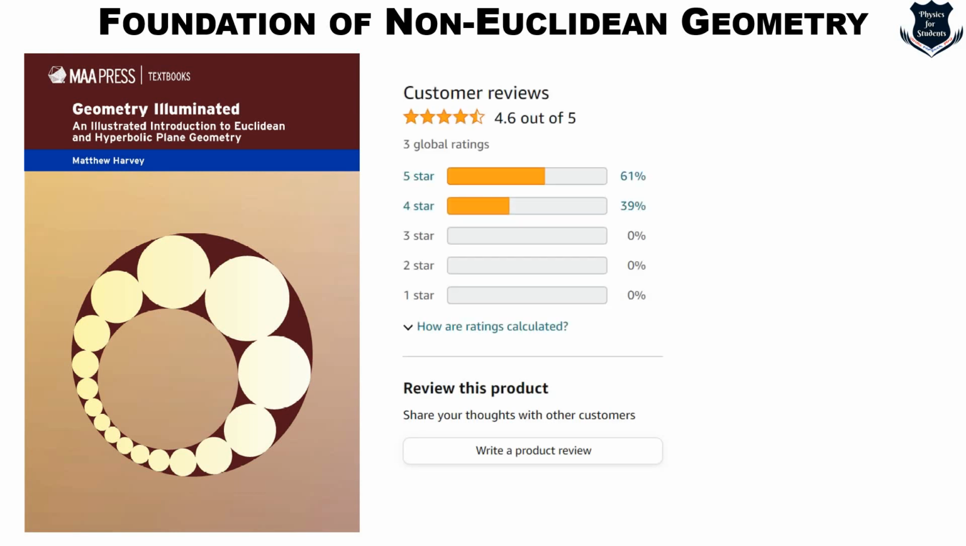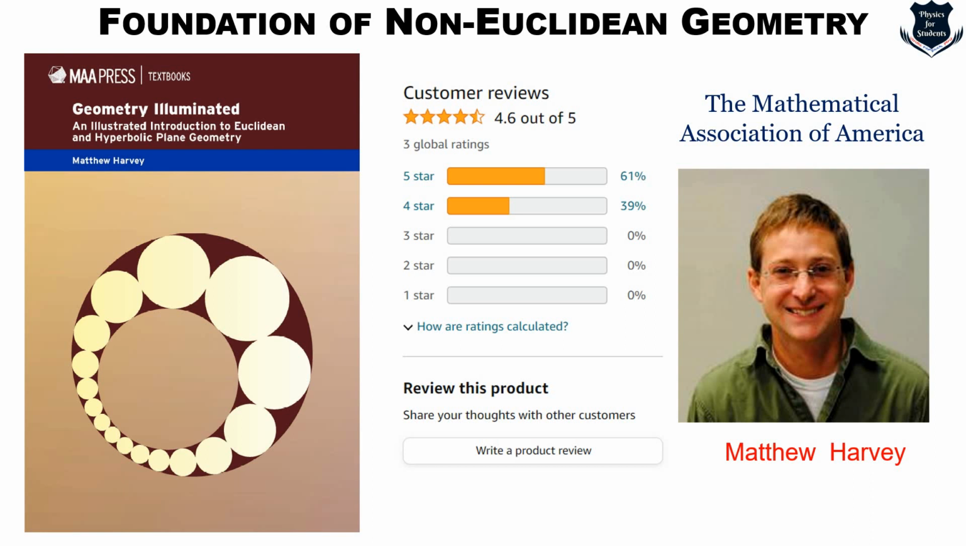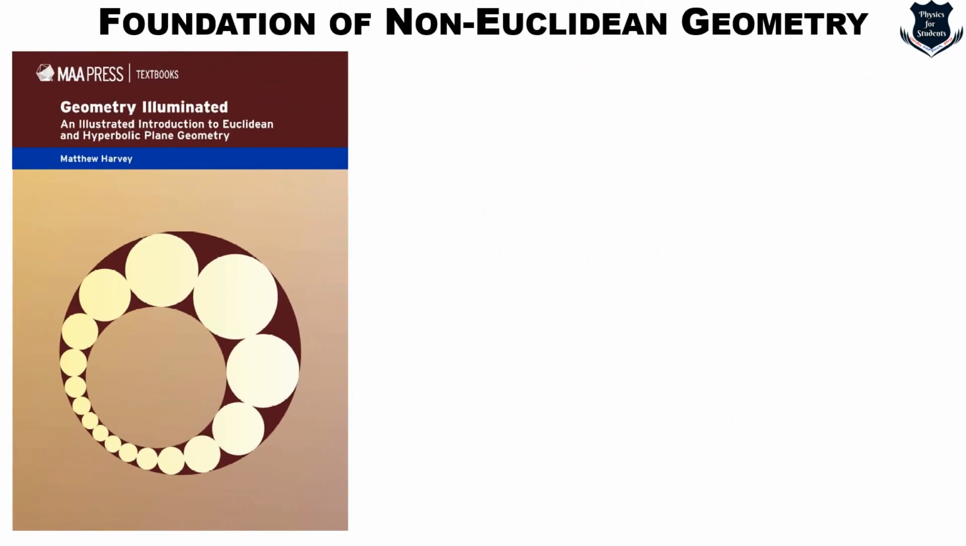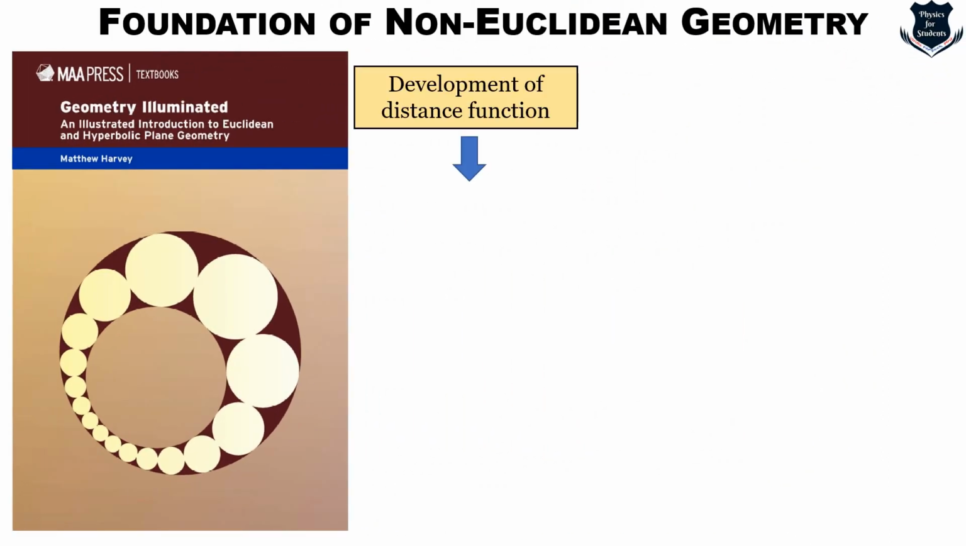Okay, so the review says more or less around 61%. This is a book by the Mathematical Association of America. This is by Matthew Harvey, known to be very popular for his books and explaining clearly the difficult concepts of differential geometry to his students. Okay, now this book, before going into the detail of this book, remember that this requires certain prerequisites.